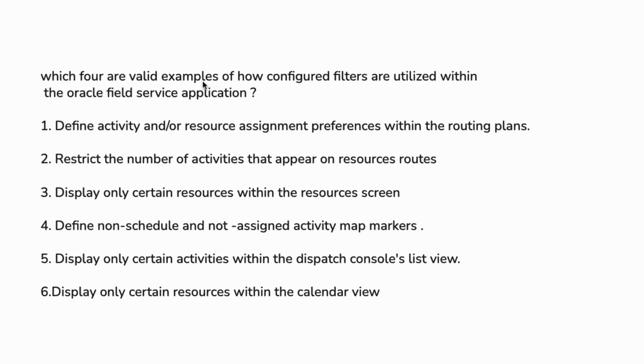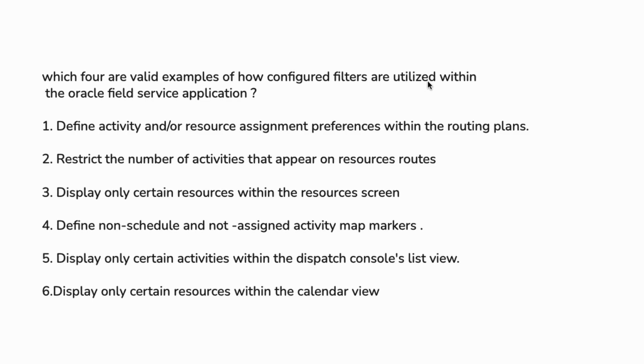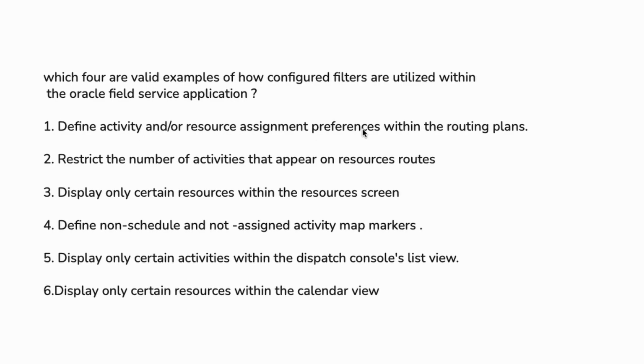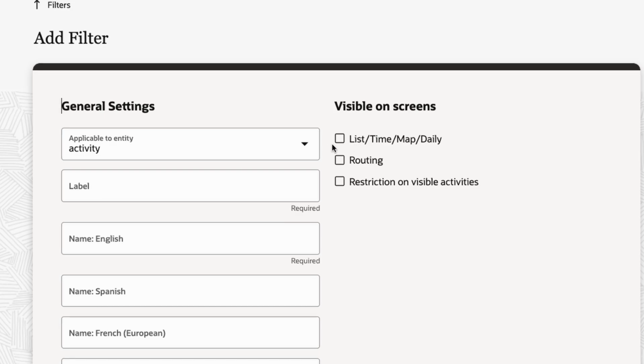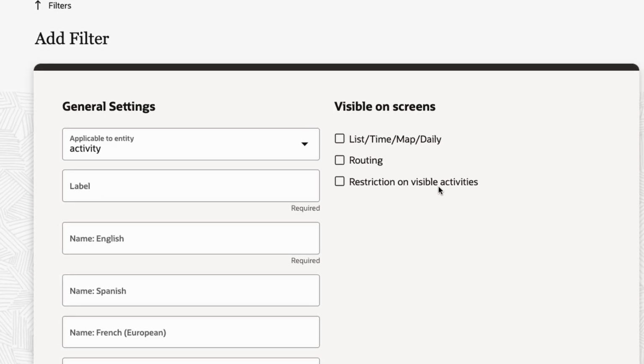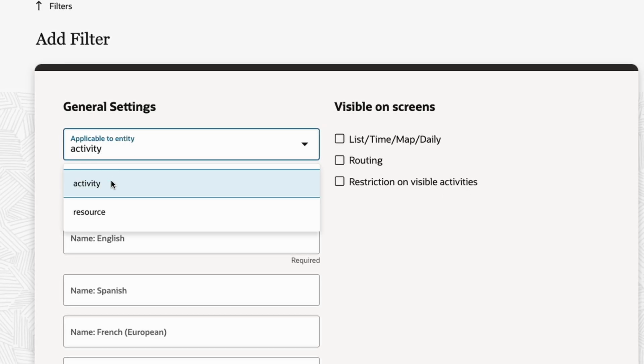Which four are valid examples of how to configure filters? Configured filters are utilized in the Oracle Field Service application. Option one is define activity resource assignment preference within the routing plan. So I'll go to configuration, filter. Here you can see we can create a filter for list, time map, daily routing and restriction on visible activities. We can apply the filter on activity and resources.